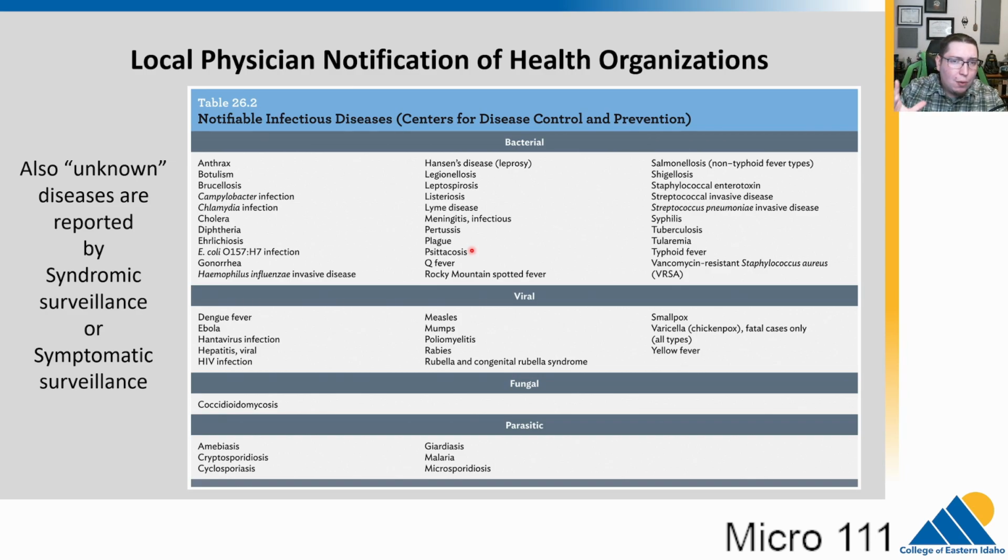But what happens when you have something that's an unknown? We don't know what's causing it. Well, that's when we report what we call syndromic surveillance or symptomatic surveillance. We say, hey, we've seen 5 people that have this set of symptoms, or this syndrome, which is a set of common symptoms. That can help us identify new and emerging pathogens.